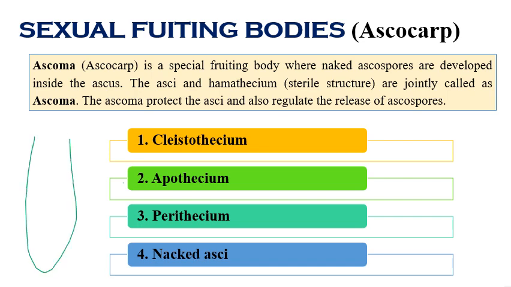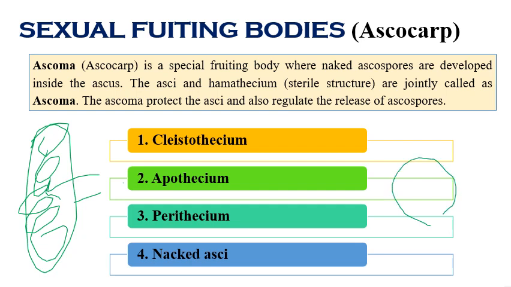So I will tell you, this is a sac-like structure where ascospores are produced inside. This sac-like structure is called the ascus. Inside the ascus, ascospores are produced. If you see Basidiomycota, it will produce a bulb-like structure, and outside, exogenously, it will produce basidiospores. So there is no such terminology in Basidiomycota because the spores are produced exogenously outside. When it comes to Ascomycota, we can call it ascocarp.